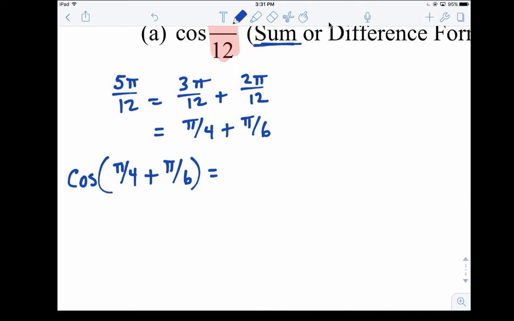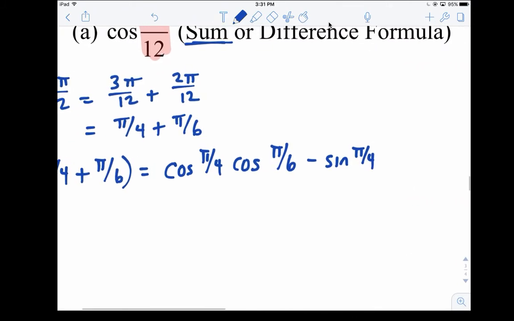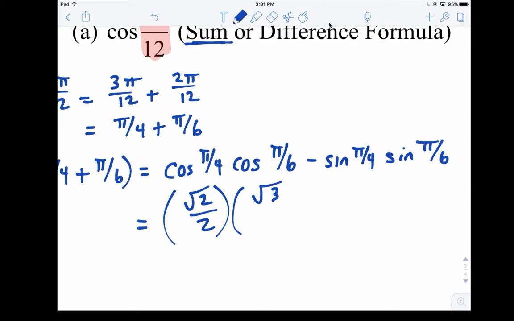So the sum formula for cosine is cosine of the first angle, cosine of the second angle, minus sine of the first angle, sine of the second angle. If you guys refer to your unit circle for this, you should be able to come up with the values. So cosine of pi over 4 is root 2 over 2, cosine of pi over 6 is root 3 over 2, minus sine of pi over 4 is root 2 over 2, sine of pi over 6 is 1/2.